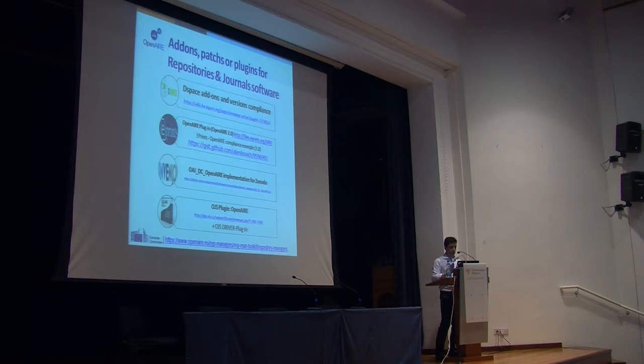In terms of add-on patches and plugins for repositories and journal software, you have a lot of information here. You can retrieve information for DSpace at this link, also for EPrints, Invenio, OJS. At the end, you also have a link for the OpenAIRE repository managers toolkit, with a lot of information about this. You can explore and see.